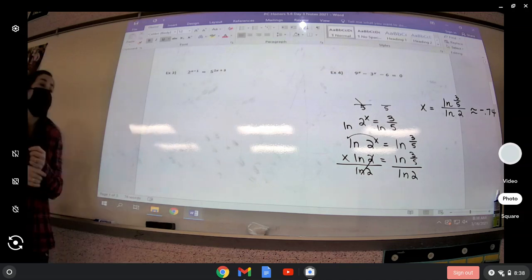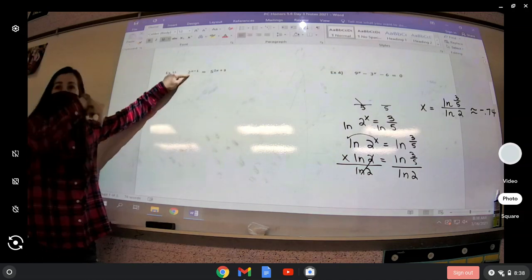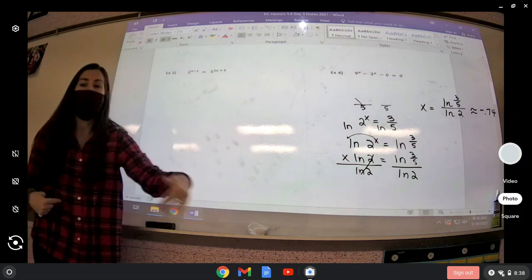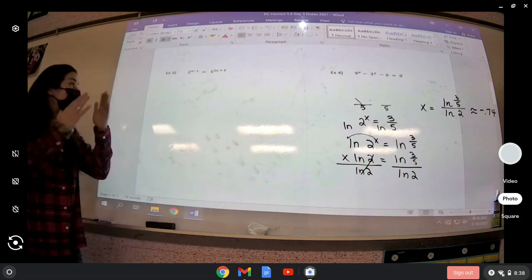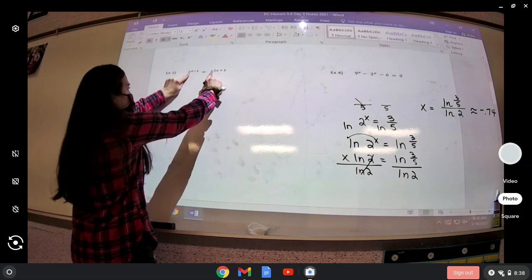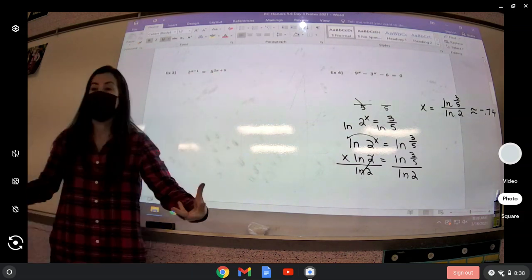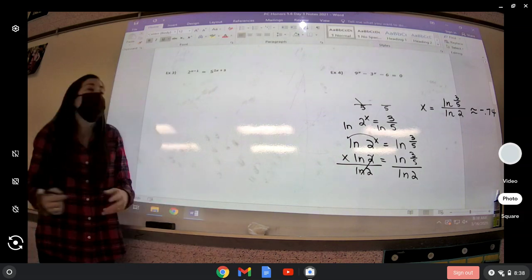This one causes a little bit of drama because you have a base 2 exponential on this side, and then you have a base 5 exponential on that side. So the bases aren't the same. At least, though, the bases are isolated. It's just 2 to this power equals 5 to that power. So to begin the solving process, I will take the natural log of both sides.